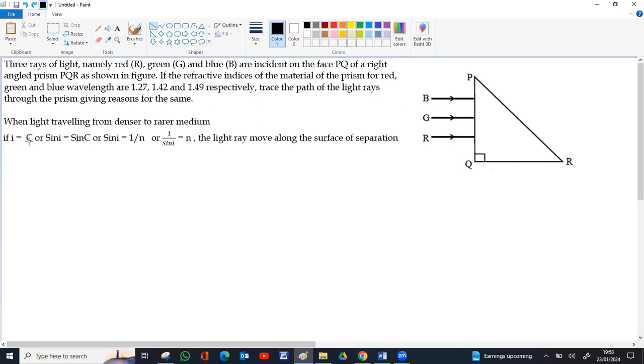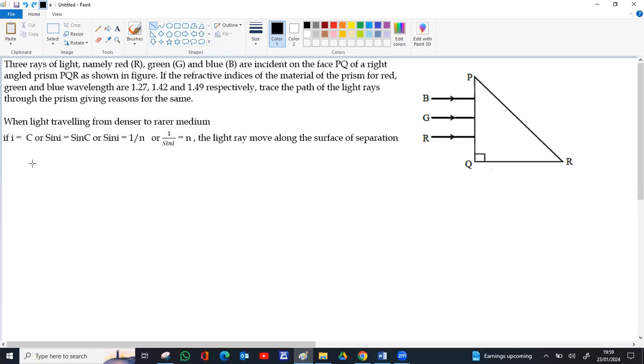If the light is traveling from denser to rarer medium, if the angle of incidence is equal to the critical angle, if you take sine on both sides, sin I equals sin C. Sin C is 1 by n. Replacing sin C as 1 by n, sin I is equal to 1 by n. Taking the reciprocal, 1 by sin I is equal to n. That means if I equals C, 1 by sine of the angle of incidence will be equal to the refractive index. That time the light ray moves along the surface of separation. If it's PR, the light ray will go along the surface of separation.